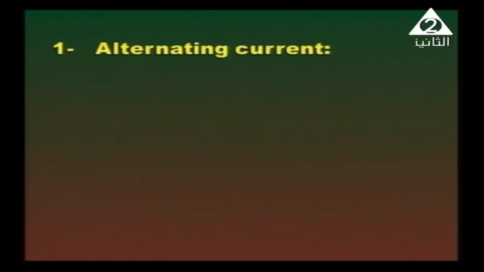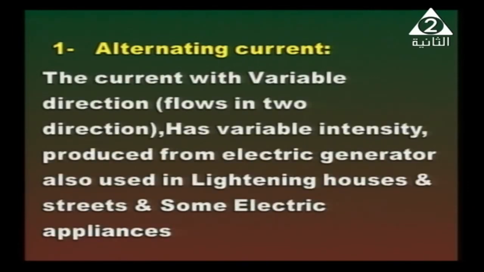Another type of question is what is meant by. What is meant by alternating current? The current with variable direction, flows in two directions, has variable intensity, produced from the electric generator, used for lighting houses and streets, and operating some electric appliances.